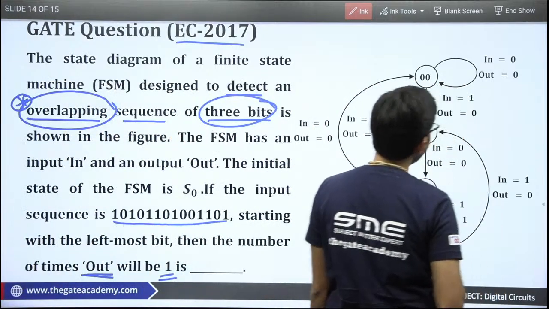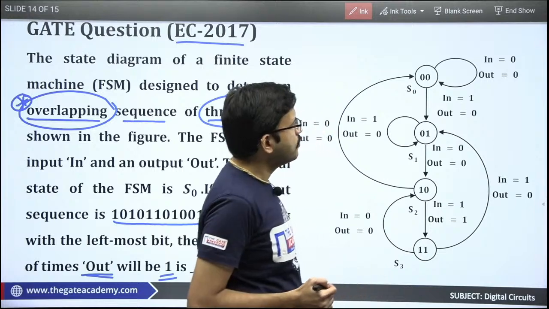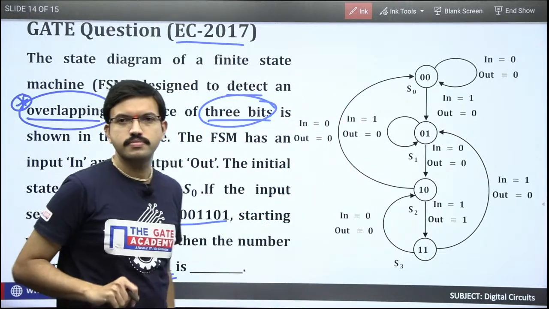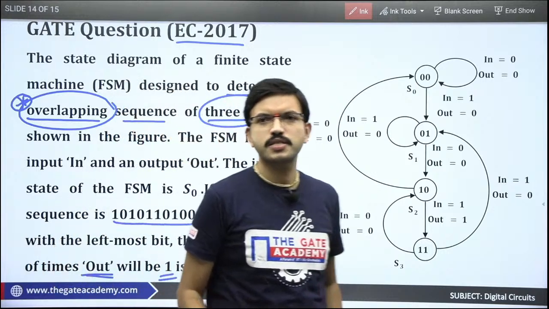So if you carefully observe, just tell me first of all, what bits is this particular state diagram detecting? First, all of you please respond.